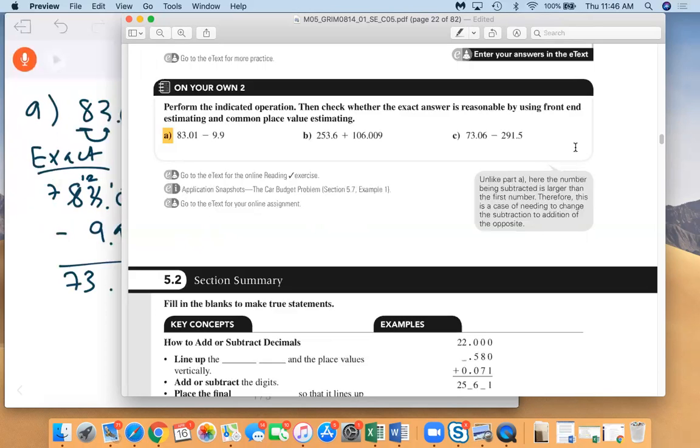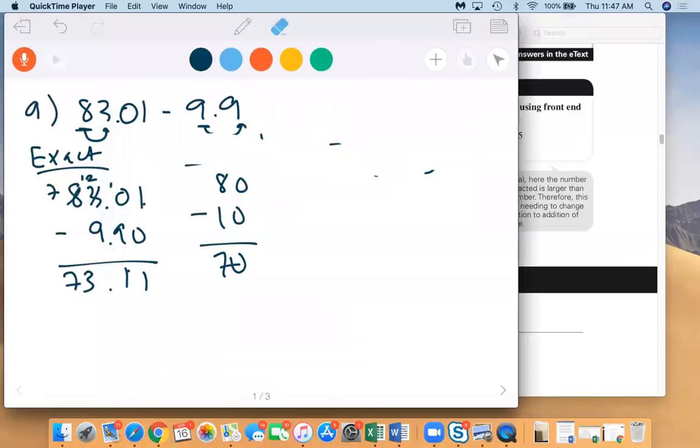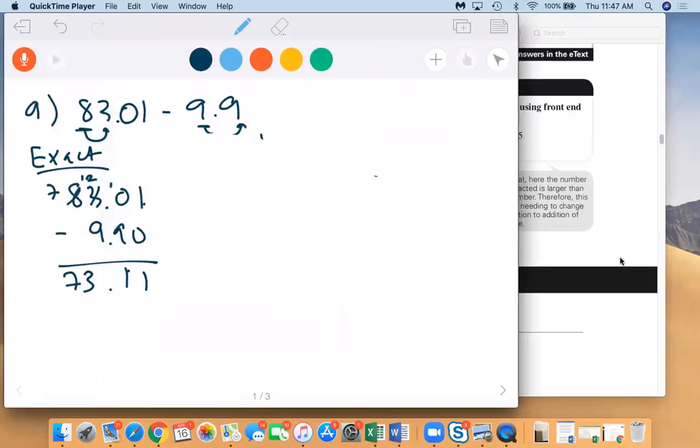Let's look at our common place. So again, let's line them up so we can see what we've got. 83. Oh gosh, guys, I'm sorry. Okay. Let me do the front end again real quick. Sorry about that. You guys could all see the exact, right? You guys saw most of that. So let's go back to the front end.